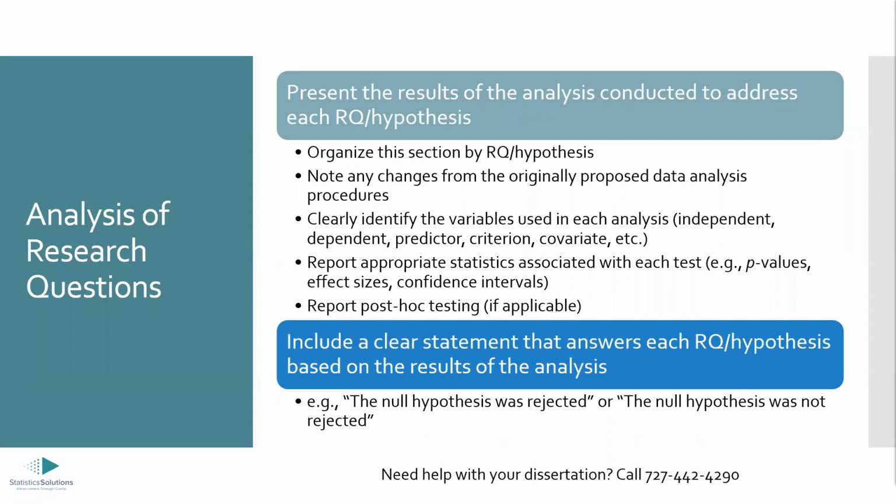And for each analysis, you want to clearly identify the variables that you're using in each analysis. So if you're doing something like a t-test, you want to clearly identify your independent and dependent variables. So say you're conducting an independent samples t-test, your independent variable is this, your dependent variable is that. If you're doing something like a regression, you want to clearly state what your predictor or criterion or covariate variables are.